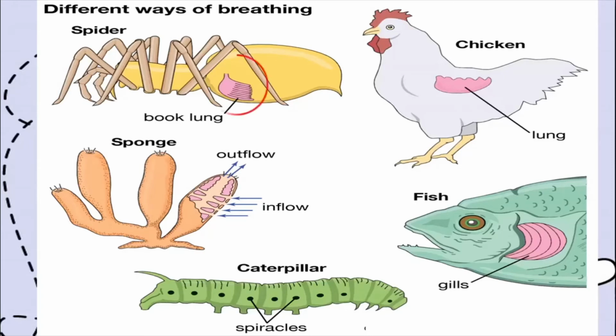See, this is a spider. Spider also has got a small lung inside its body. Then this is a chicken or an egg, or a hen. That also has got a lung inside its body. Look at this particular animal. It is a sponge. You can find it underwater sometimes. See, that also has got some kind of organ through which it breathes. An organ means a part of the body. So the sponge also has got a part of the body through which it breathes. That means it takes in air and it gives out air.